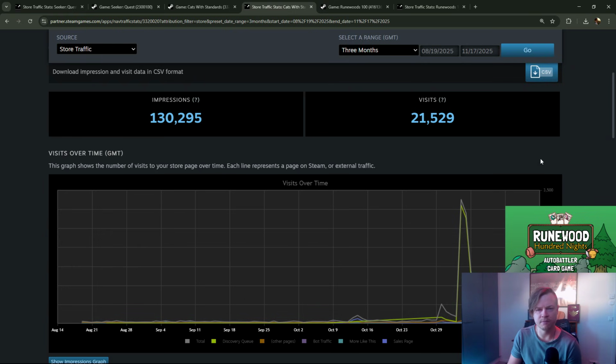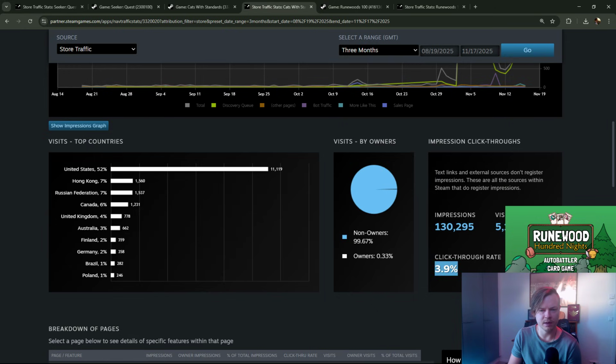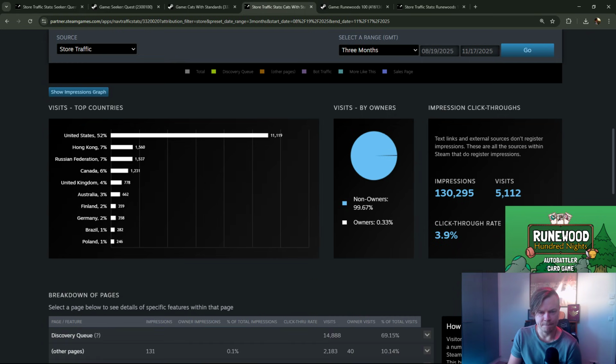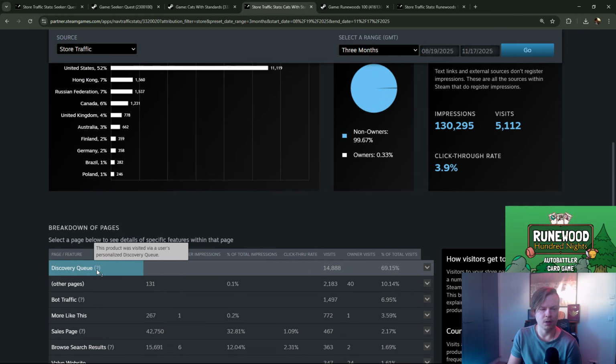But visits 21,500, and the click-through rate is much lower here than on Secret Quest, obviously. And that's a huge amount of impressions compared to the Secret Quest. But the discovery queue is the big thing for Cats with Standards.